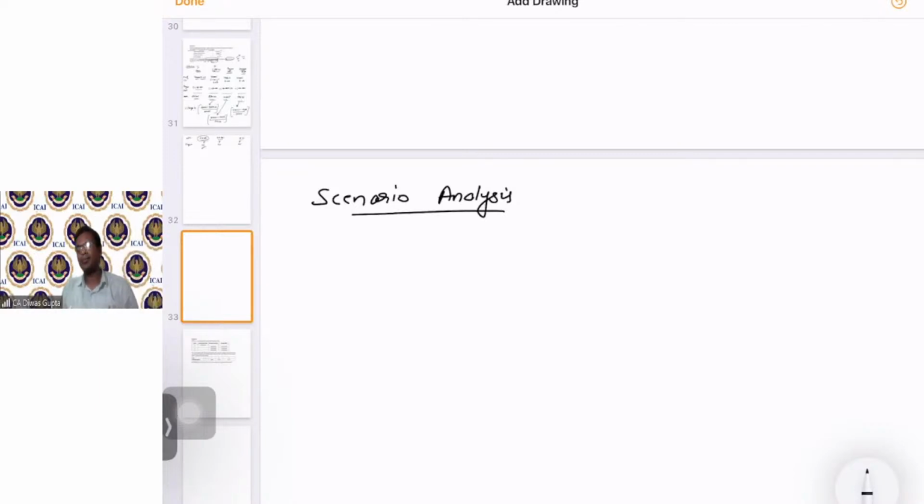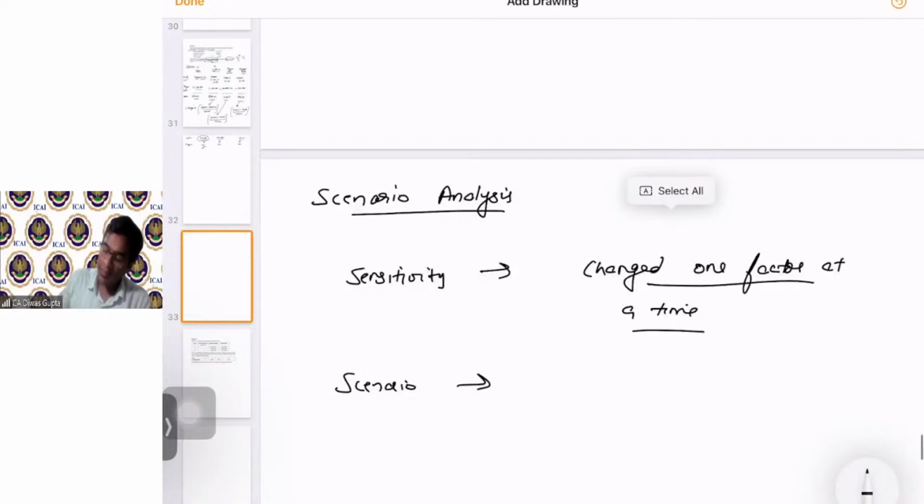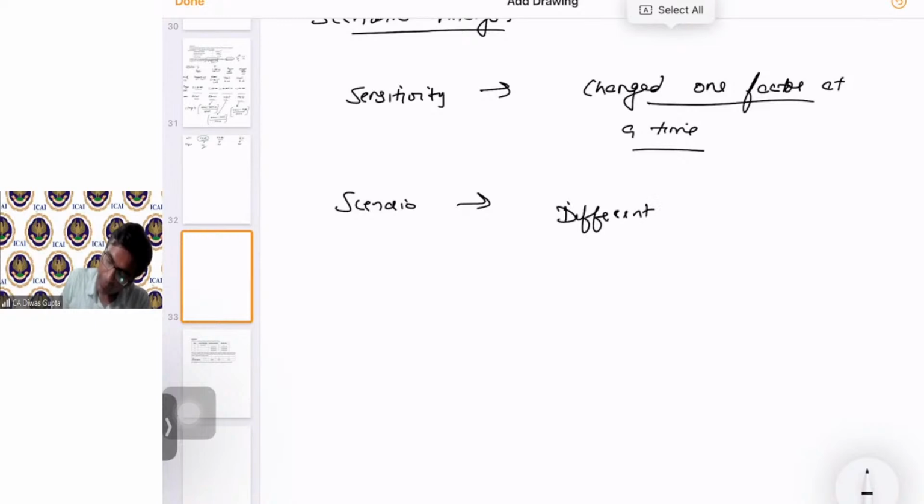Scenario analysis. Now in sensitivity, we changed one factor at a time, correct? But in scenario analysis, what we are going to do, sorry: in sensitivity, we change one factor at a time. In scenario, we have different scenarios of different inputs. I hope you will be able to make a difference here.